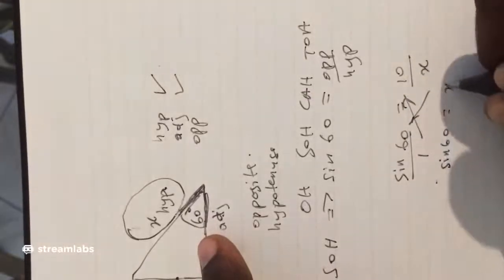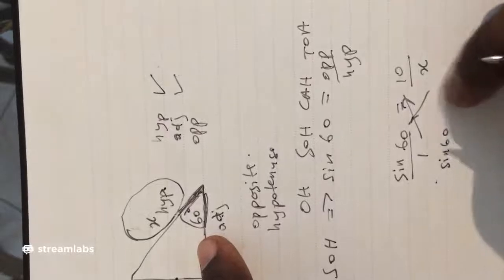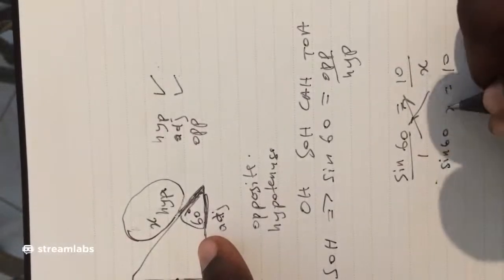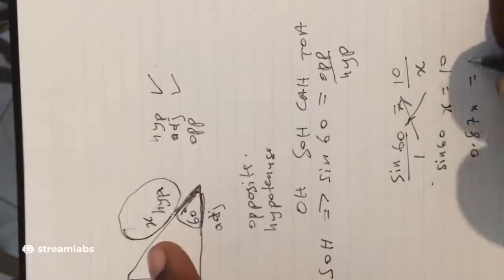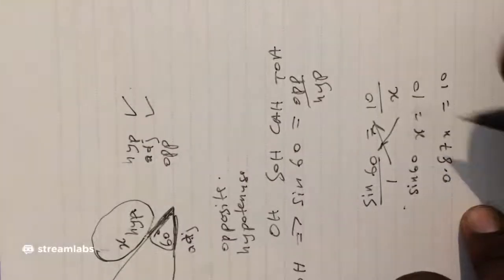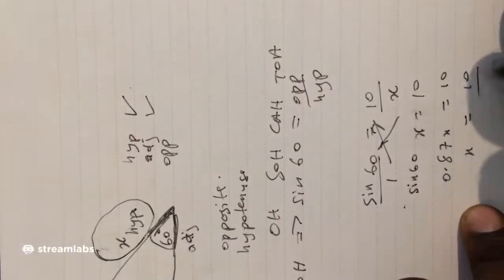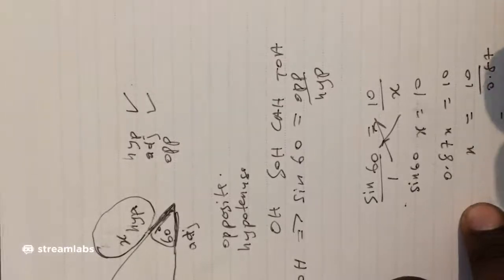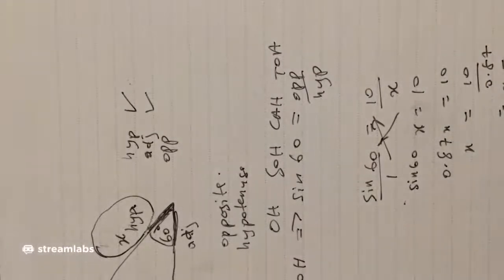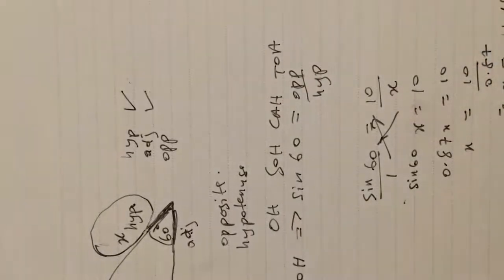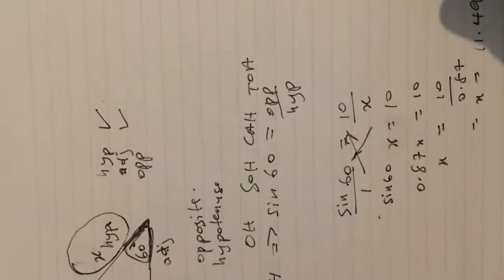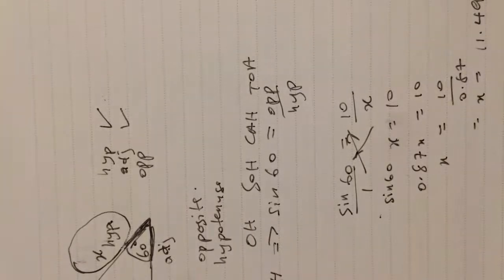Sine 60 times x is equal to 10. And then as the name says, sine 60 is 0.87, so 0.87x is equal to 10. We divide both sides by the coefficient of x. So x is equal to 10 divided by 0.87. X is equal to 11.49. Yes, Arisa, you're correct. So sine 60 times x is equal to 10.